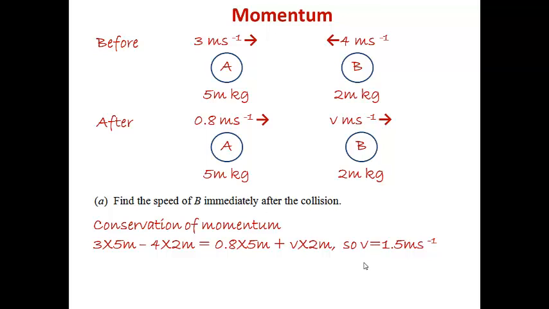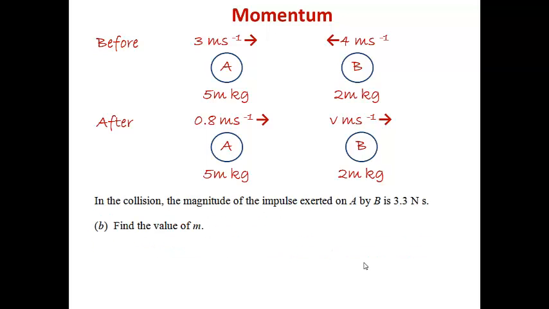Let's look at the second part of the question. It says, in the collision, the magnitude of the impulse exerted on A by B is 3.3 Newton seconds. Find the value of m.